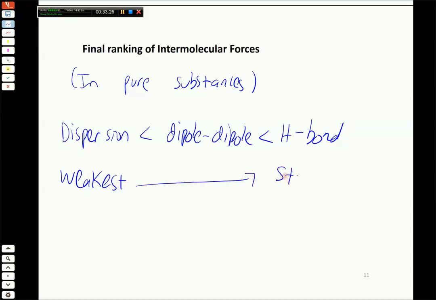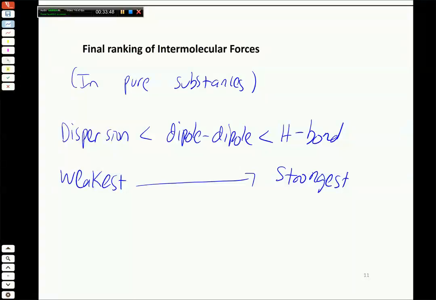And as I said, really our key point, our most important task when we're doing these types of problems in this chapter is to be able to identify what is the strongest type of intermolecular force that's present in the substance, because it's that strongest IMF that's going to be responsible for the properties. It's going to overwhelm any of the effects of the much weaker forces that could also be present.